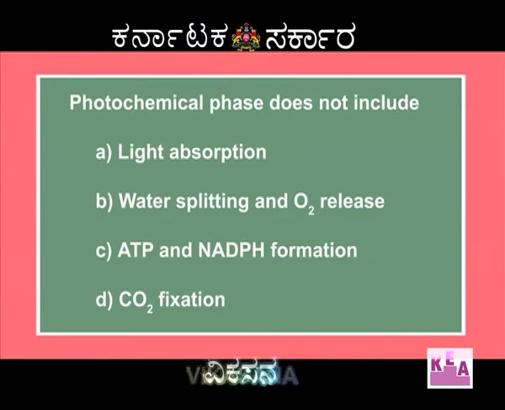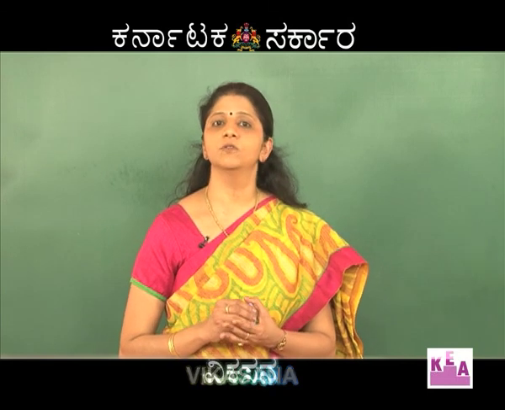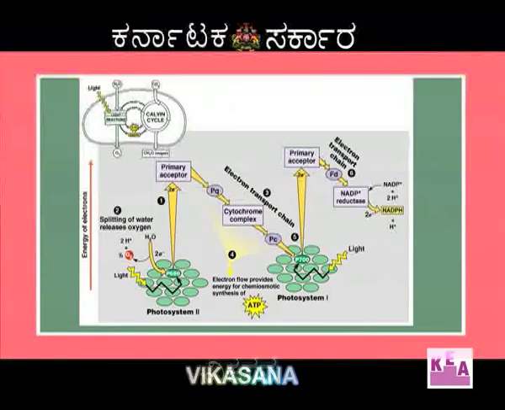Students, the next question is, photochemical phase does not include: option A, light absorption; option B, water splitting and oxygen release; option C, ATP and NADPH formation; option D, carbon dioxide fixation. Let us recollect what is meant by photochemical phase. Which phase of photosynthesis is called the photochemical phase? It is the light reaction. Now, what happens in the light reaction? There will be light absorption, then photolysis of water, and the formation of ATP and NADPH.